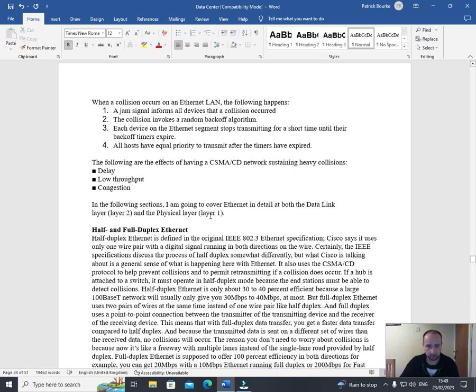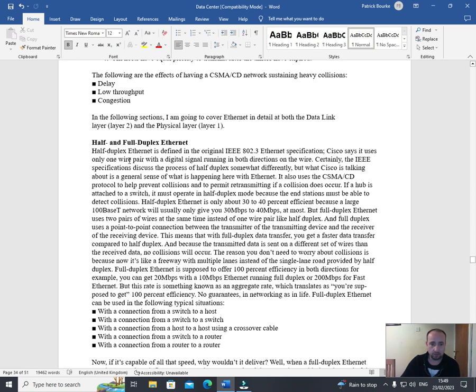In the following sections, I'm going to cover Ethernet in detail at both the data link layer, layer 2, and the physical layer, layer 1. Half-duplex Ethernet is defined in the original IEEE 802 Ethernet specification. Cisco says it uses only one wire pair with a digital signal running in both directions on the wire. Certainly the IEEE specifications discuss the process of half-duplex somewhat differently, but what Cisco is talking about is a general sense of what is happening here with Ethernet.